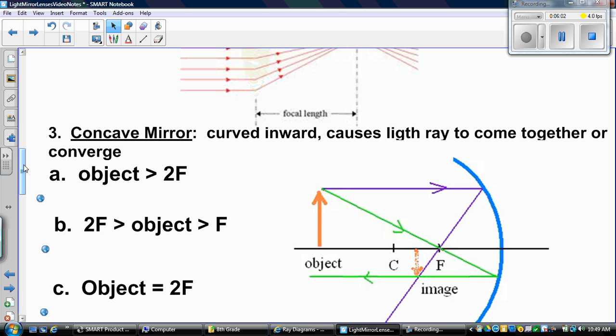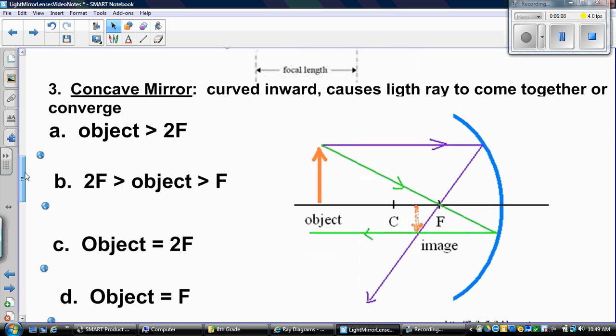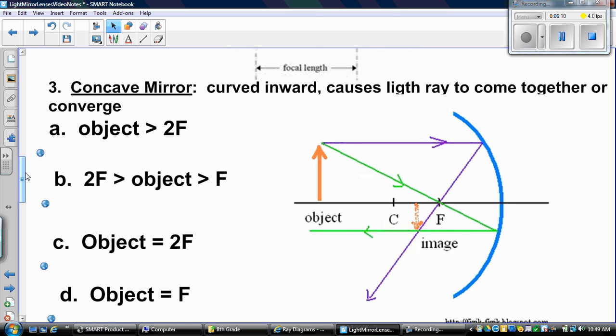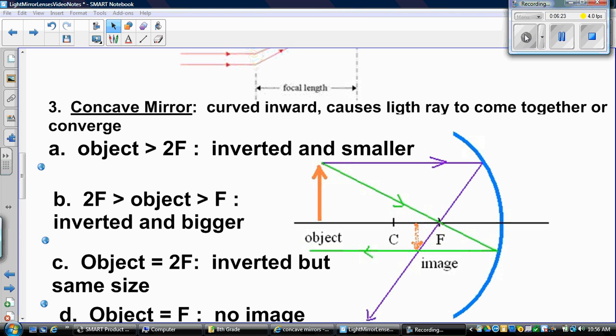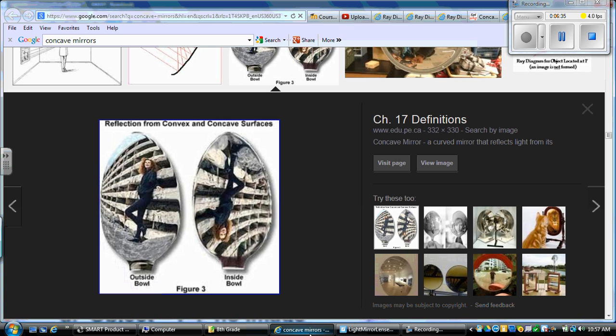So we're going to look at different mirrors that are bent, and then we're going to look at lenses that are bent. So a concave mirror is curved inward, just like this picture shows. It causes the light rays to come together or converge. Okay, so we're going to go through the different types of images that you will see with a concave mirror. Concave mirrors usually invert or put the image upside down.